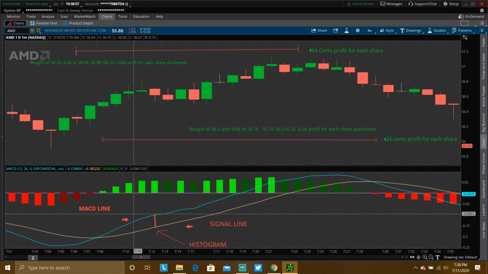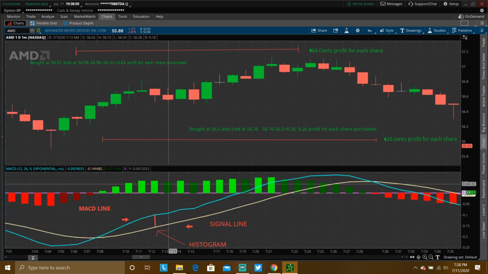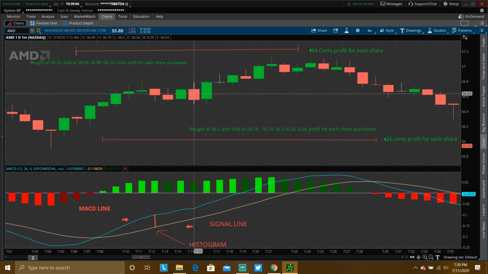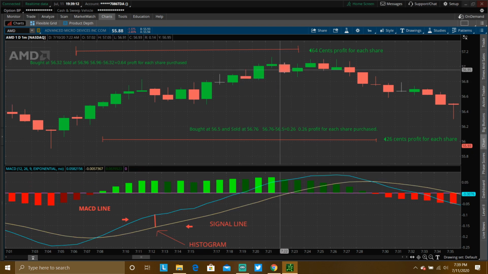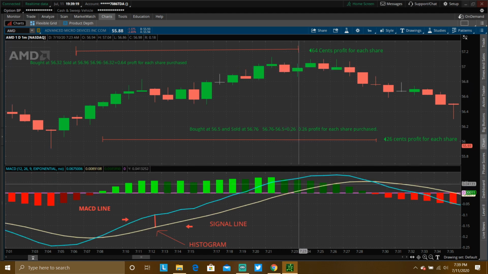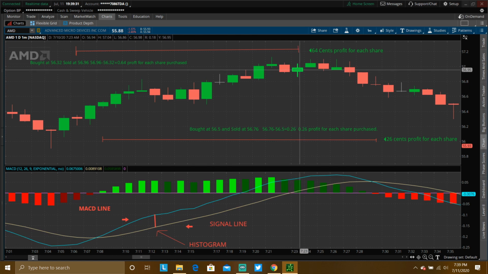So I hold, and notice we have a dark green bar when this is red. We have another dark green bar when this is red, and another one over here. And here we start having dark green bars even when this is green. So this is the second dark green bar in a row, so this is where I sell.